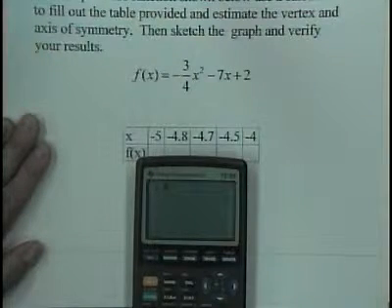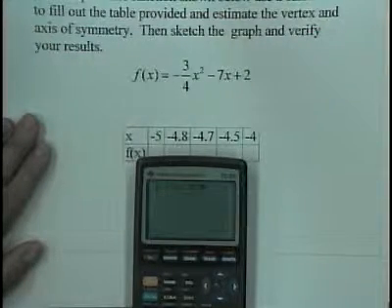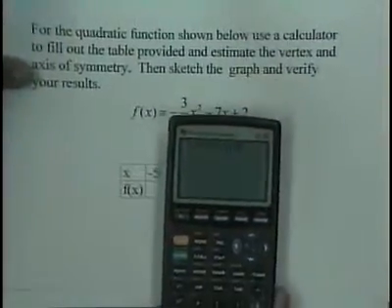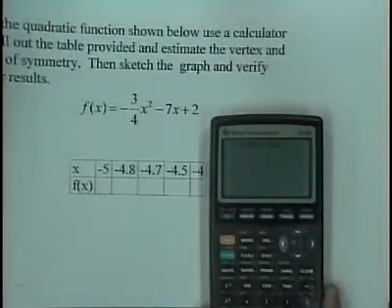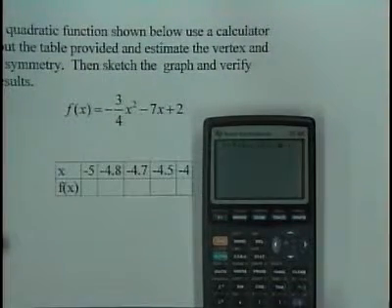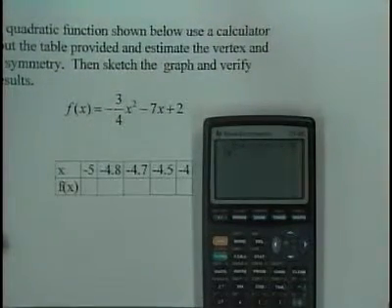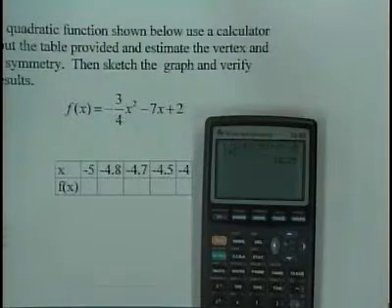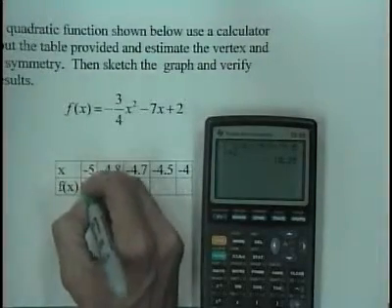So parentheses negative 3 divided by 4, close parentheses, open a new set, negative 5 squared, then minus 7 times negative 5. Try to figure out a way. There, now you can see both. Minus 7 times negative 5, and then plus an additional 2. Pushing enter, I see that that value is 18.25, and I can write that in my table.